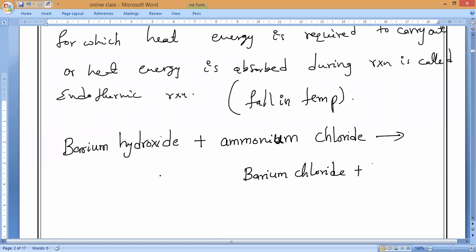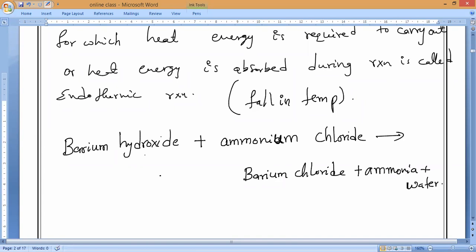Ammonium hydroxide. No, ammonium hydroxide won't come. Ammonia and water will form. Ammonia plus water will form.